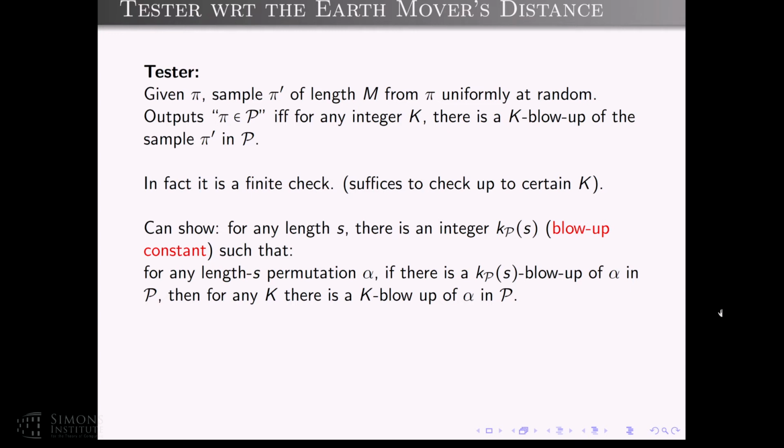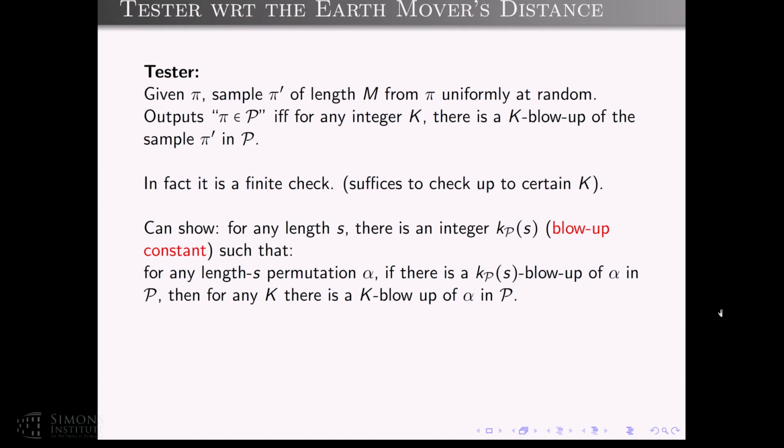So we can show for any length s, the largest k we need to check is some blow-up parameter k_P,s, depending on the property. And this parameter, the blow-up constant, is such that for any permutation of length s, if there is a k_P,s blow-up of this permutation in this property, then for any larger k, there is going to be a k blow-up of the subpermutation in this property. In other words, k_P,s can be considered as the maximum over all permutations of length s of the size of the minimum counterexamples such that the blow-up is not in this property.